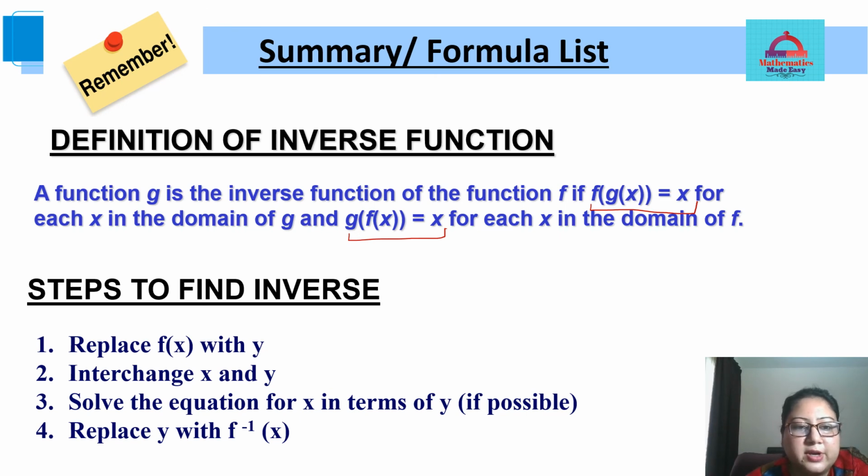Also, let me summarize the 4 steps we learned in the session today to find the inverse of a given function. Step 1, you replace f of x with y. Step 2, you interchange the two variables x and y. Step 3, you solve the equation for x in terms of y if possible. If that is not possible, you interchange and solve the equation for y in terms of x. And finally, you replace your y with f inverse of x. That would leave you with the inverse of the given function.